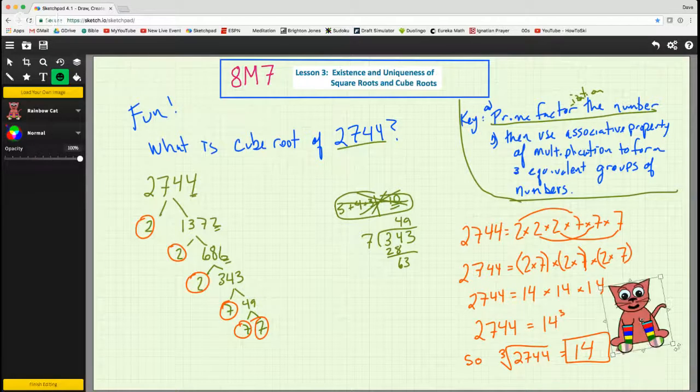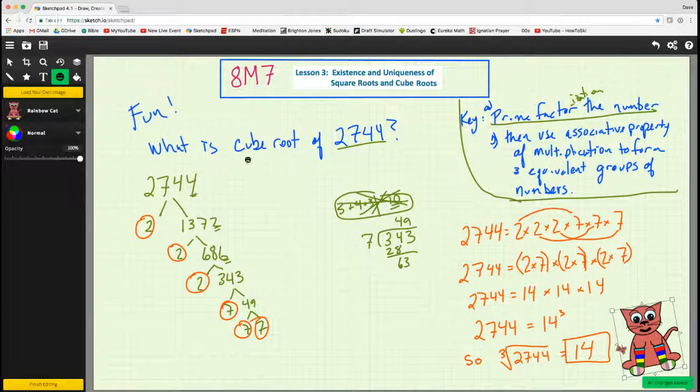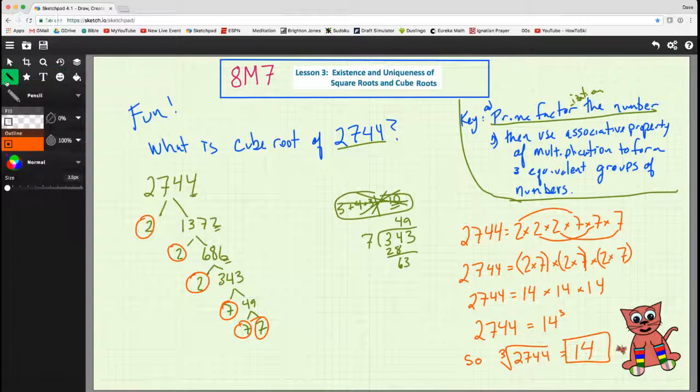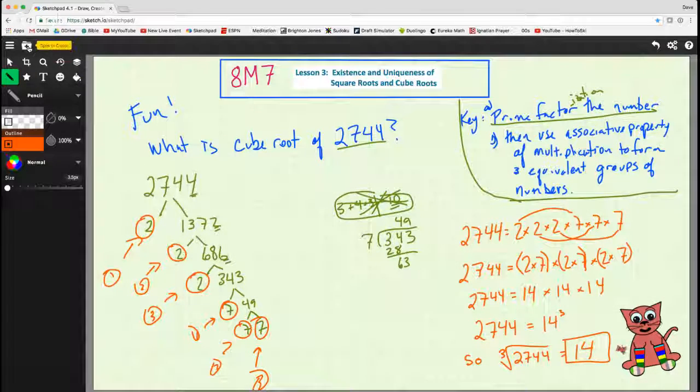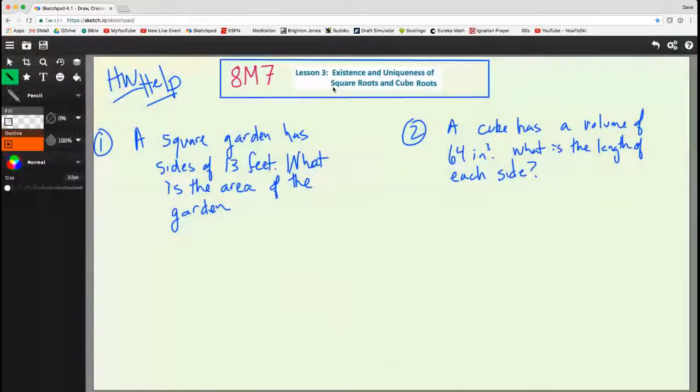And you can use this technique on any number that you can't figure out the cube root for. Just write down all the prime factors and see if you can make 3 groups that are the same. A 2 and a 7, that's group 1. A 2 and a 7, that's group 2. A 2 and a 7, nice and even, that's group 3. So I have my cube root of 2,744 is 14. Okay, so let's now move on to some homework help. Hopefully that was fun for you. That was really fun for me.